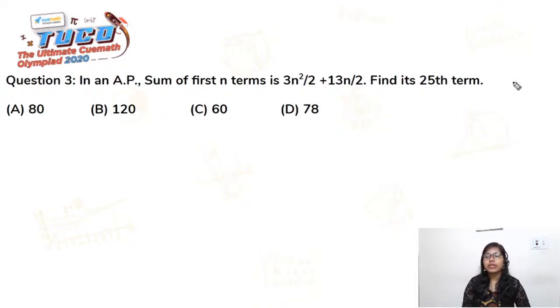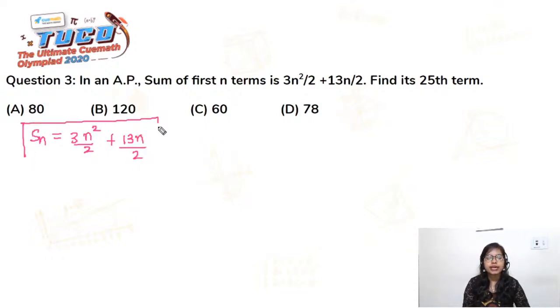So let me quickly show how we go about this question. It's told that the sum of the first n terms of an AP is 3n squared over 2 plus 13n over 2. So can I simply write this as Sn is equal to 3n square over 2 plus 13n over 2? This is for Sn. And here they are telling us to find the 25th term. Now listen to me carefully.